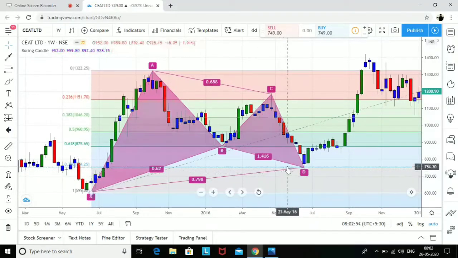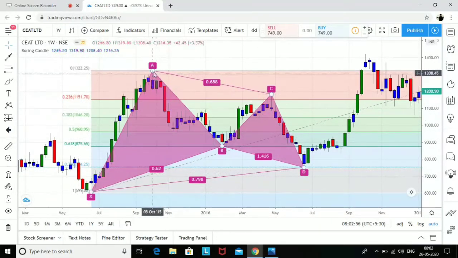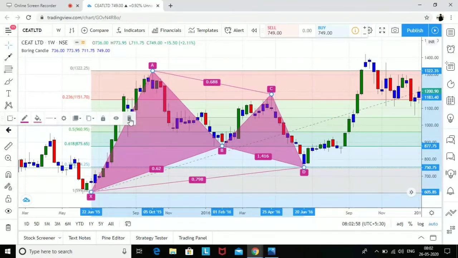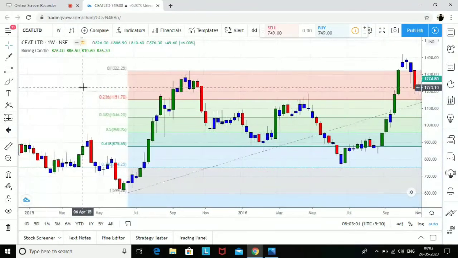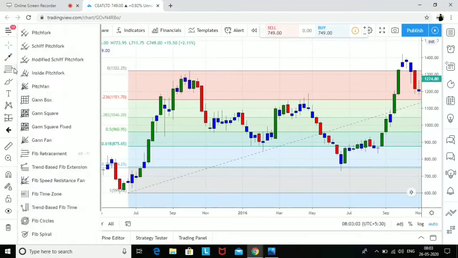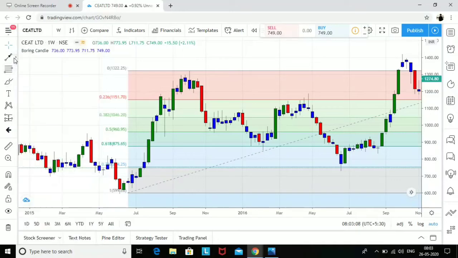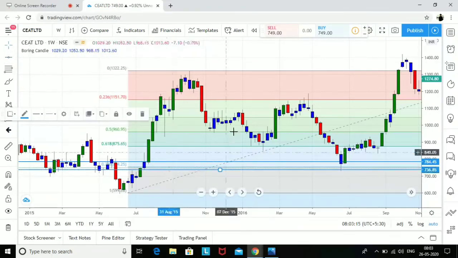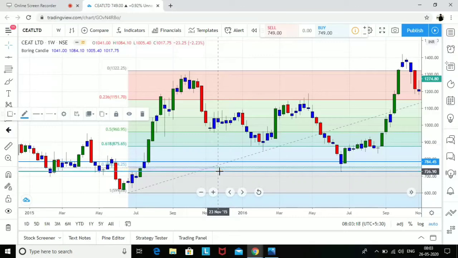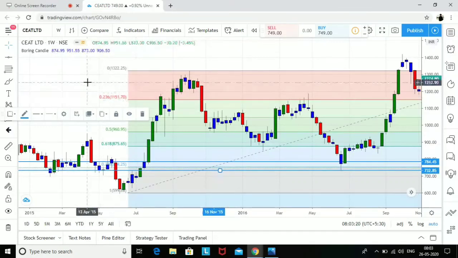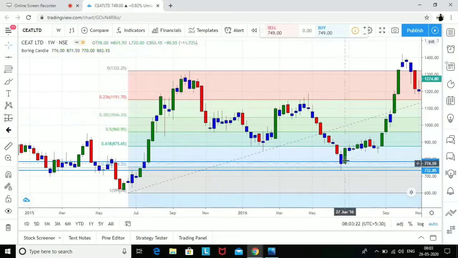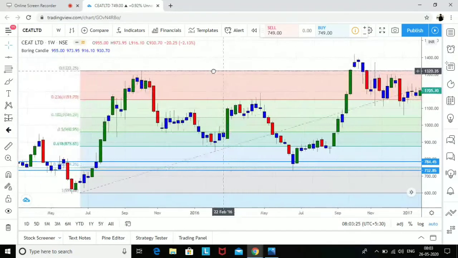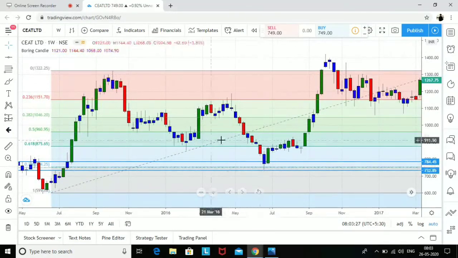The very good thing about this pattern was that the price reversal zone was coinciding with my demand zone, which is green, blue, green, green. So this was the demand zone, somewhere around here. Green, blue, green, green, and it was this level. And then the prices rallied from somewhere around the 750 level.